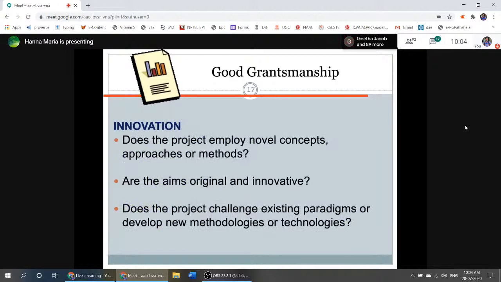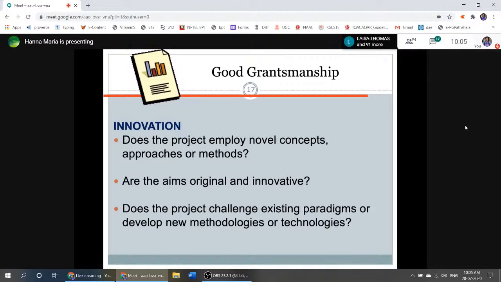Innovation. Does the project employ novel concepts, approaches, methods? Very important. When you present a paper in DST now, whether online or offline, they immediately look at whether there are any novel concepts, or whether the methodologies are new. Are the aims original or innovative? If your idea is new and innovative, you can be almost sure that you will get the project. So I request all my colleagues, when you write proposals, see that it is original and innovative.